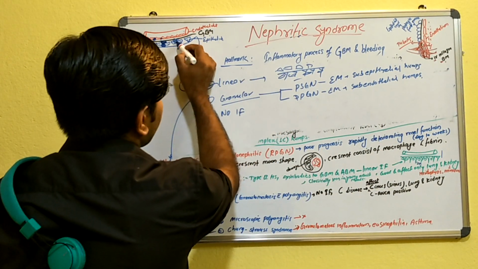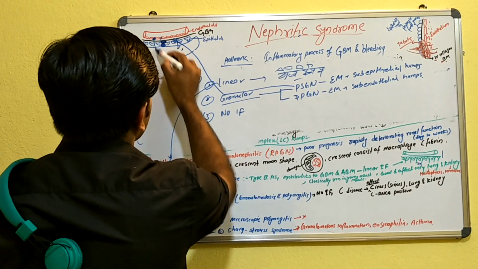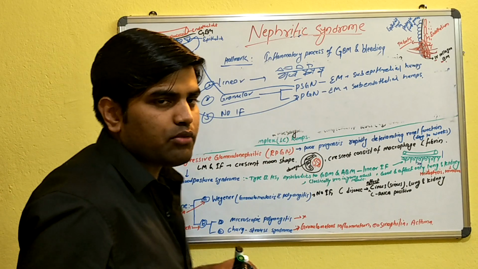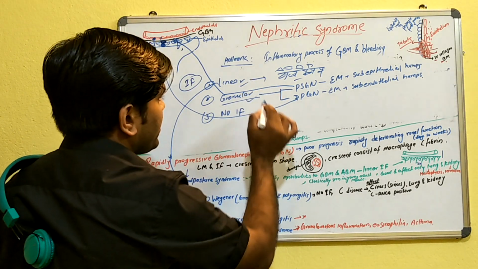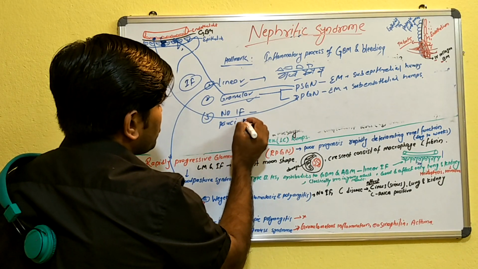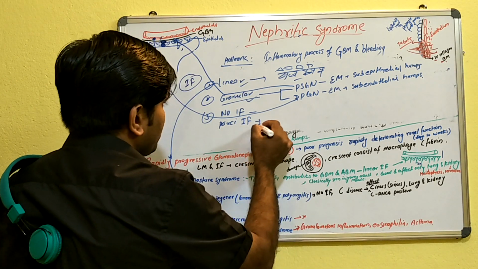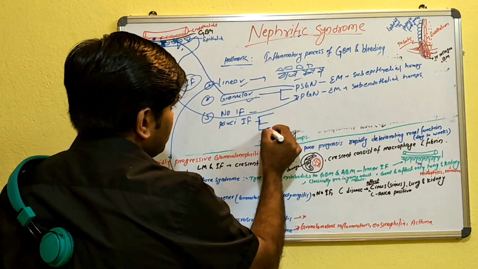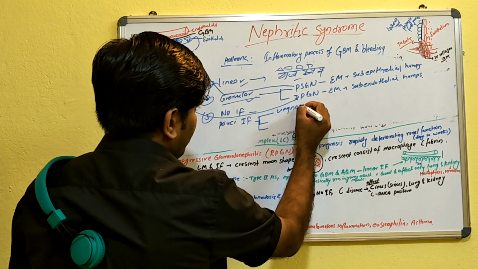I think you can easily differentiate now. We are talking about subepithelial is PSGN and subendothelial is diffuse proliferative glomerulonephritis. So you are clear about this also. You are clear about linear also. Now no immunofluorescence, also known as Pauci immunofluorescence. This means less immunofluorescence, and their examples include Wegener.